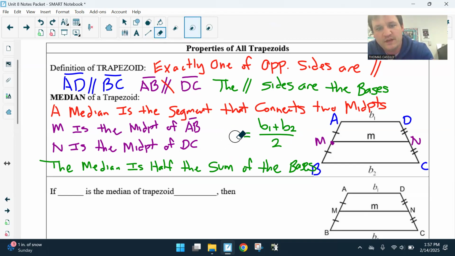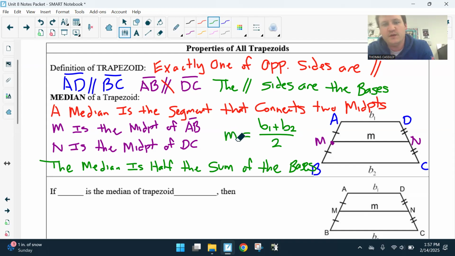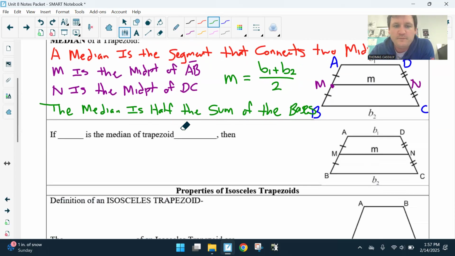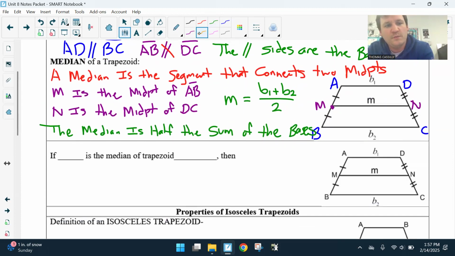So how about instead of saying Mn, I'm going to use lowercase m here. All right, so just m equals b1 plus b2 divided by 2. I think that's really all I want to say in that guy. Actually, one more thing. A median.